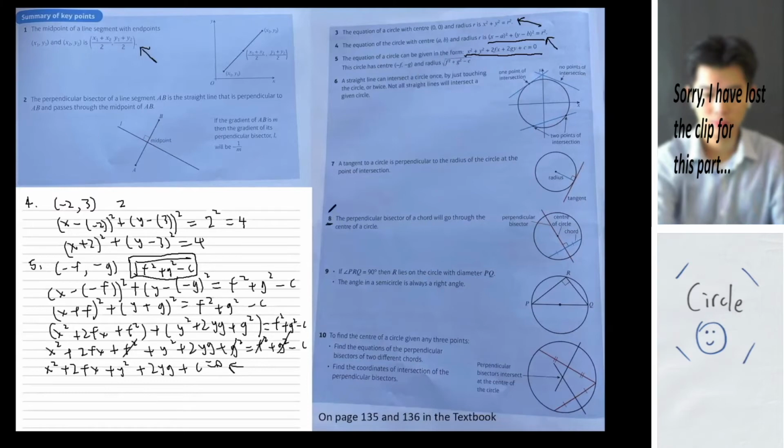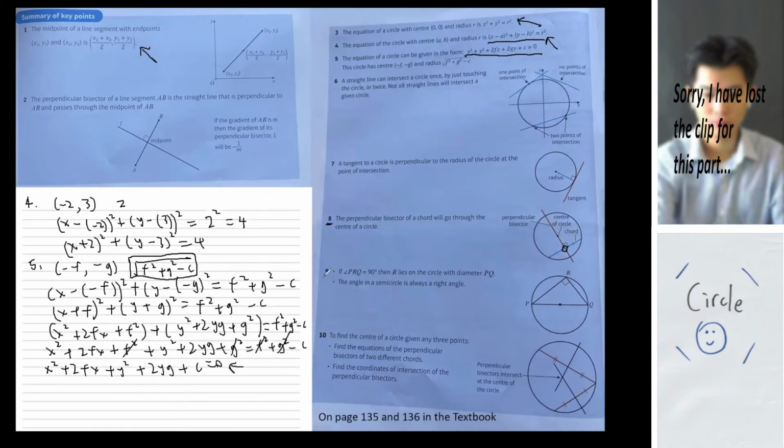For part 8, the perpendicular bisector of the chord will go through the center of the circle. So basically, what is a chord? A chord is a line that passes through the circle at two points. The perpendicular bisector of the chord means the midpoint of the chord will be somewhere right here, and it's 90 degrees to the original gradient. So the perpendicular bisector of the chord will always pass through the center of the circle. Remember that.